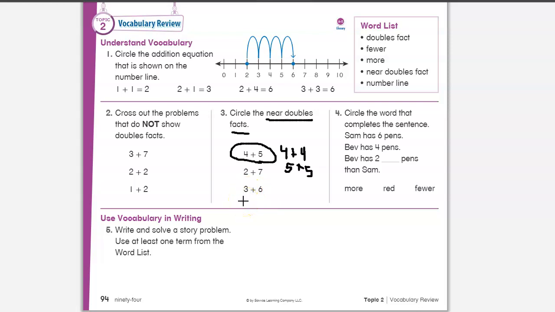So the closest fact for us would be 4 plus 5, because again, we would just have to add a 1 to the 4 to make it 5 plus 5, or take away 1 from 5 to make it 4 plus 4. So our closest near doubles fact would be 4 plus 5.